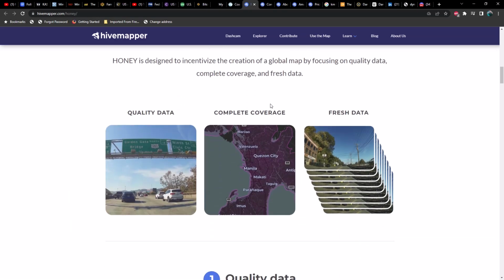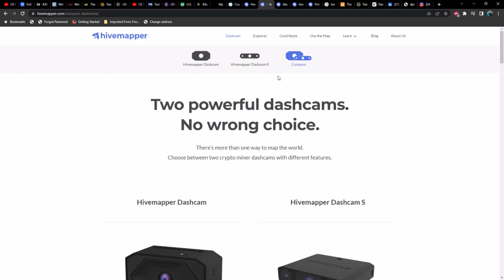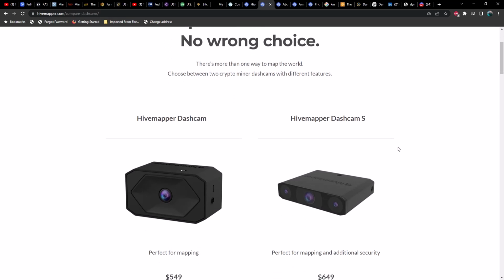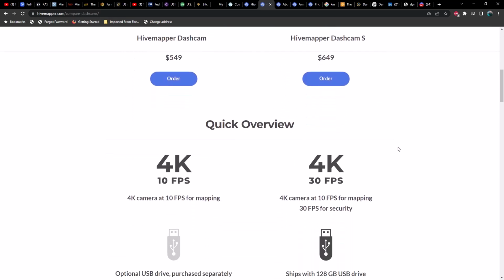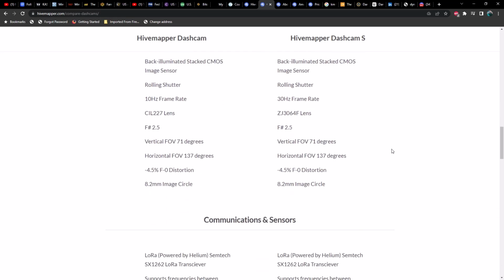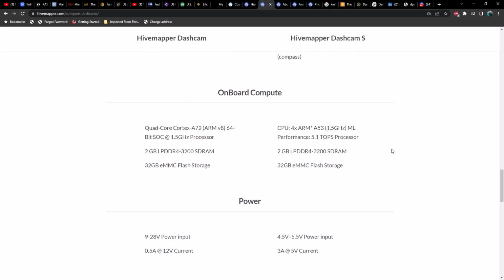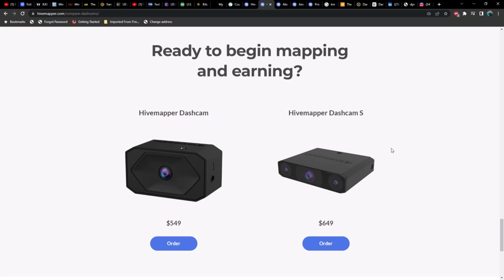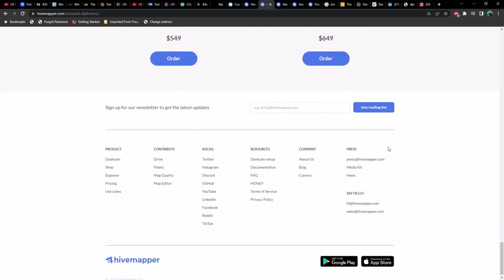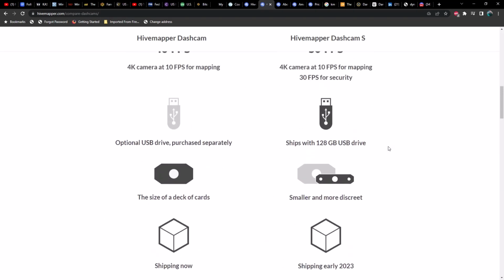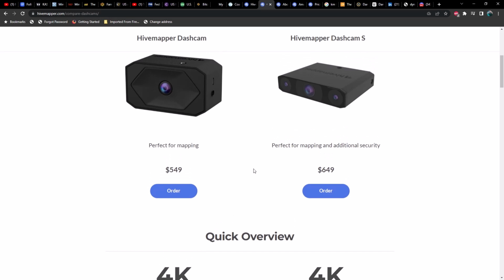Essentially, you are purchasing hardware, which is a dash cam, and you're putting this dash cam in your vehicle, and you're driving around, and you're mapping for them. Now, what they're doing with this data, I'm not exactly sure. There are use cases out there for it, but we already have Google Maps. The big question is, who are they going to partner with and who are they going to be selling this data to?